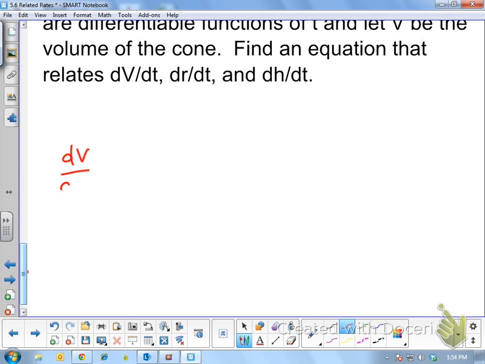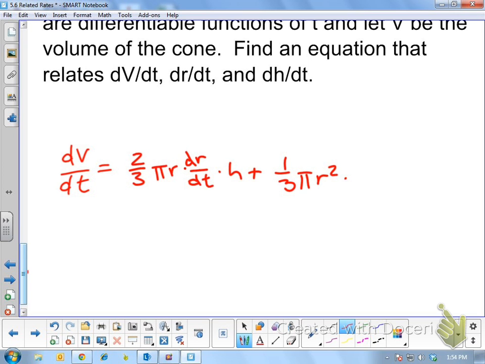Put it over 3. So you should have gotten this as your answer. Maybe in a different form, you could simplify a few things, like I don't really have to write times 1. You should have gotten that as your answer.